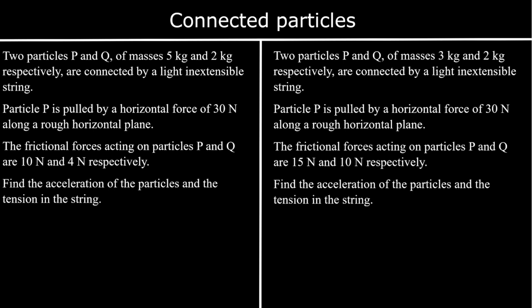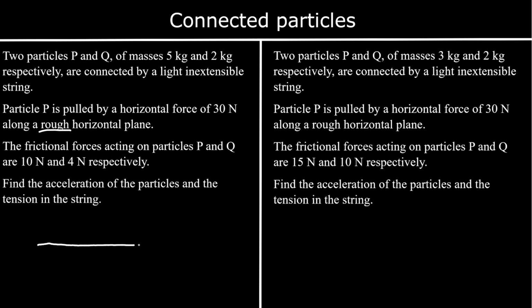In the first question, we've got two particles, P and Q. Their masses are 5 kilograms and 2 kilograms, and they're connected by a light, so no weight, inextensible, so the tension is the same throughout the string. Particle P is pulled by a horizontal force of 30 newtons across a rough, so friction, horizontal plane.